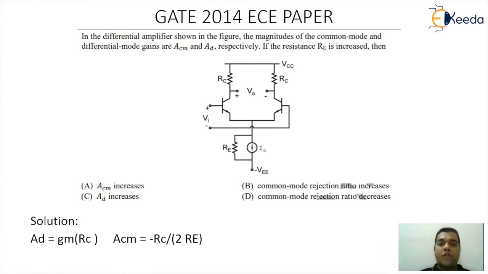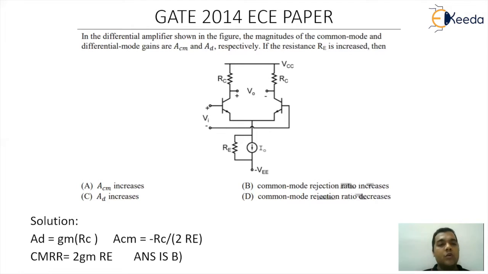The balanced output configuration with BJT always gives you AD as gm RC and ACM approximately equal to minus RC by twice RE. So with that understanding, if I increase the value of RE, then ACM will decrease. And if ACM decreases, CMRR by definition is a ratio of AD by ACM. So eventually you will find a rise in common mode rejection ratio. So it is already concluded from the formula that ACM will go for a decrease because RE is increasing.